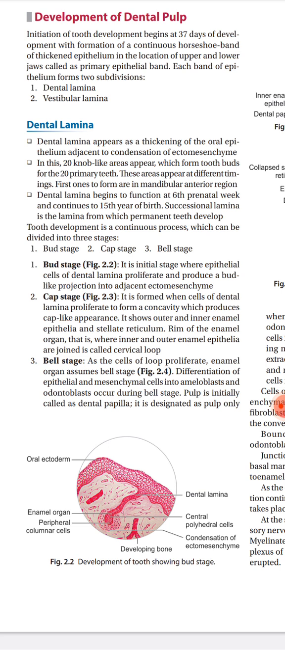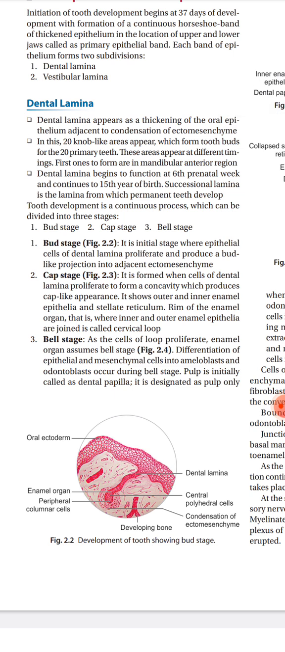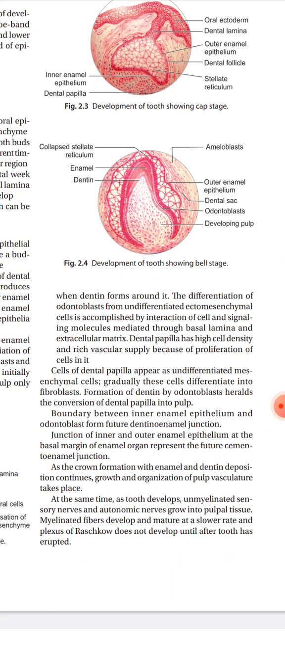It shows outer and inner enamel epithelia and stellate reticulum. The rim of the enamel organ, that is where the inner and outer enamel epithelia are joined, is called the cervical loop. Bell stage: the cells of the loop proliferate and the enamel organ assumes a bell shape. Differentiation of epithelial and mesenchymal cells into ameloblasts and odontoblasts occurs during the bell stage. Pulp is initially called dental papilla and is designated pulp only when dentin forms around it.